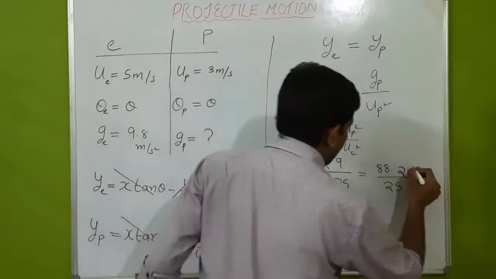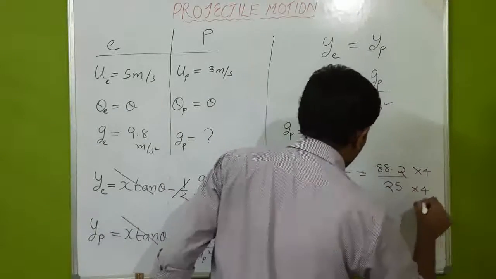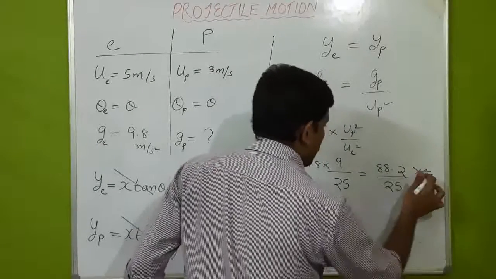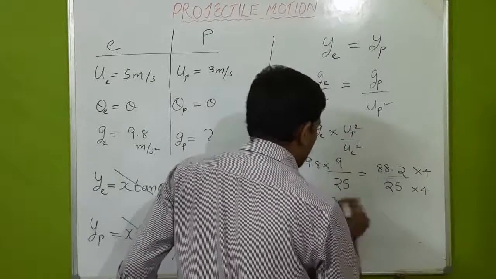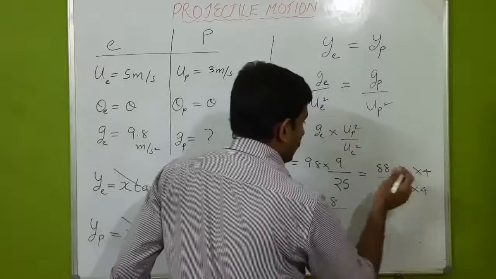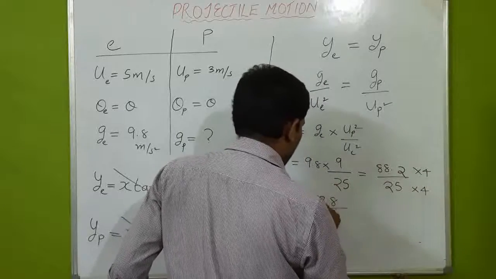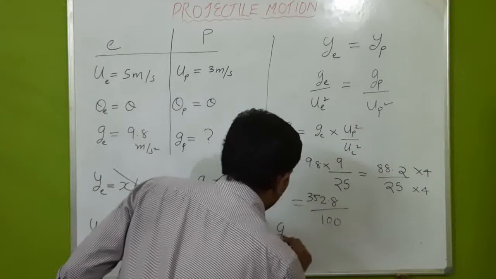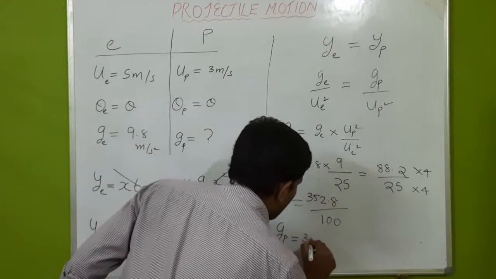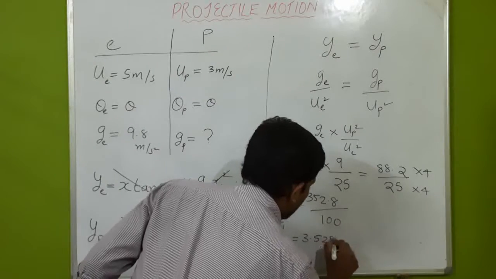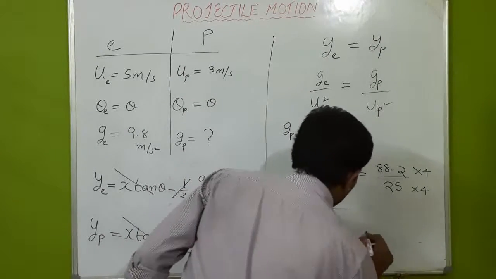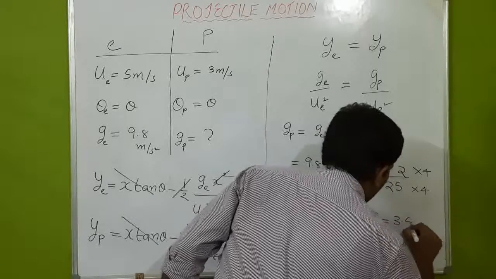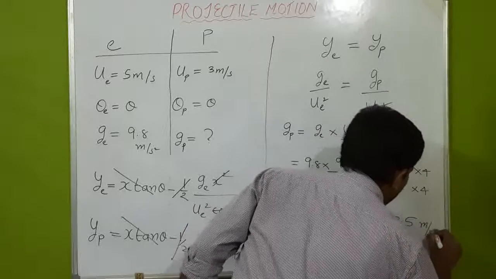And multiplying both by 4, we will get 100. Then 4 into 2 is 8. 4 into 8 is 32, remainder 3. 4 into 8 is again 32 plus 3 is 35. And with 2 decimal places here, we will get gp is equal to 3.528, or approximately gp is equal to 3.5 meter per second square.